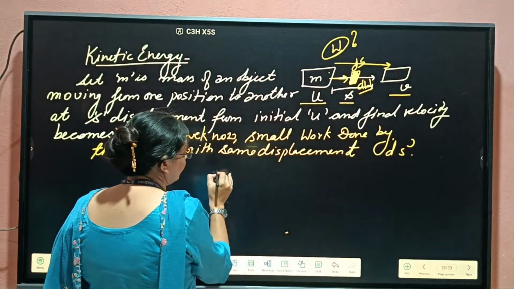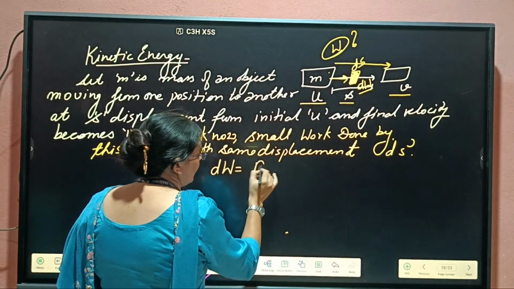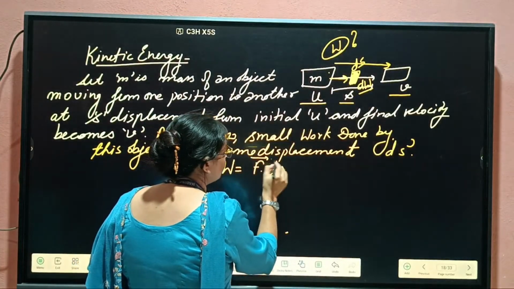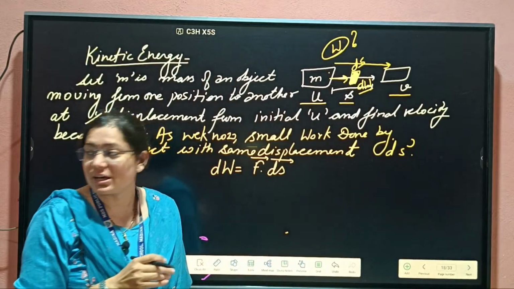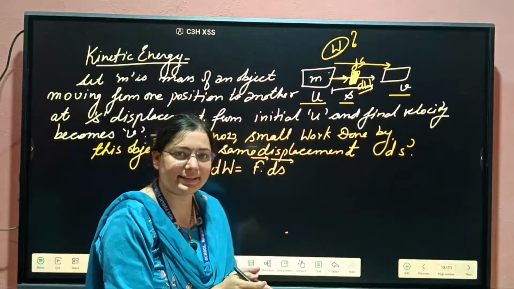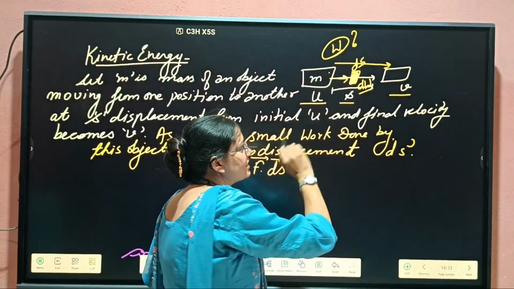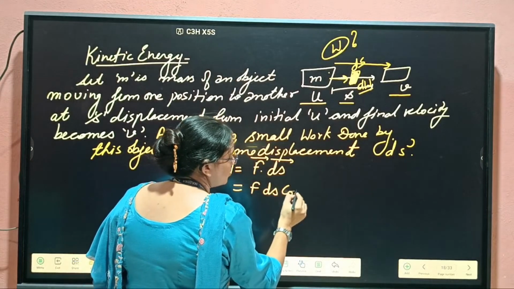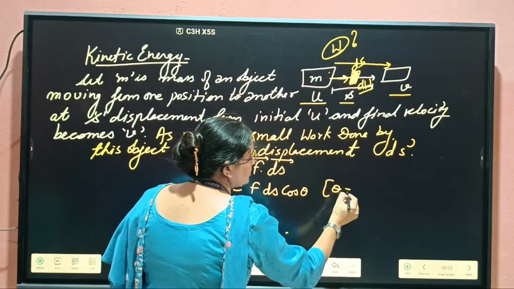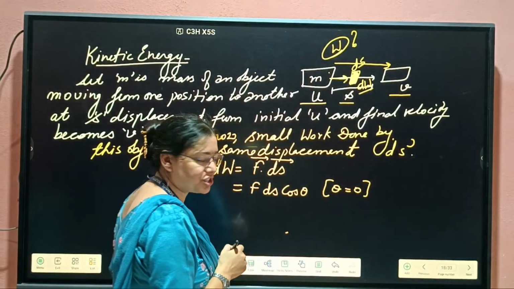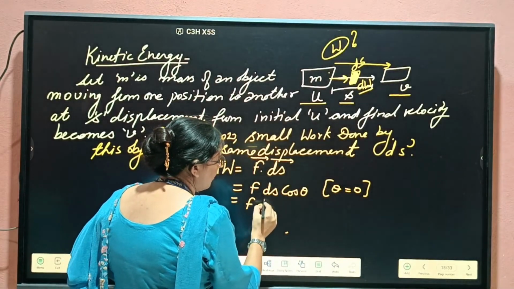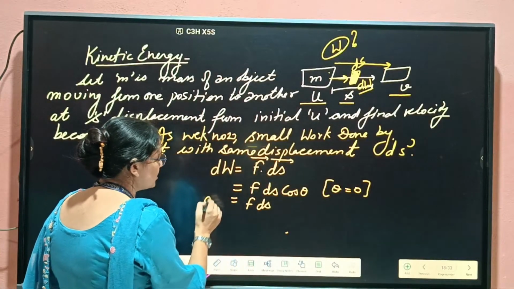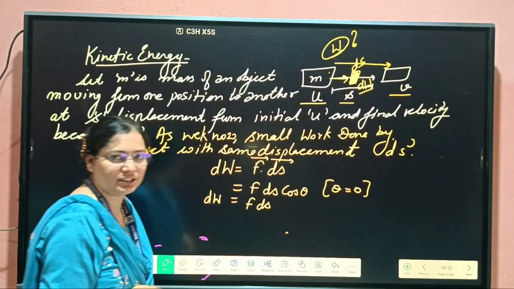So here we can write dw is equal to F ds. In vector form, we can write the dot product, as work is a scalar quantity. Here force and displacement are both acting in the same direction. So we can write F ds cos theta, where theta is 0 because both are acting in the same direction, and cos 0 is equal to 1. So the small work done will be F ds.